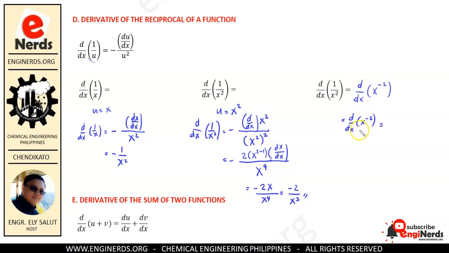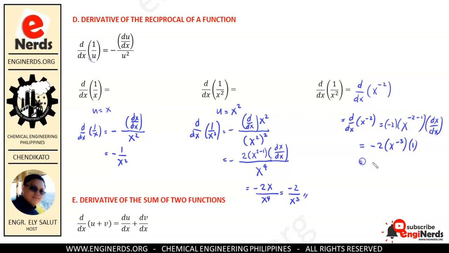So paano ginagawa natin pag derivative of a power? We will take down ang ating exponent, which is negative 2, and then kopyahin natin yung base ng exponent. We have negative 2 minus 1, then take the derivative of the base of the exponent. Okay, so that means we have here negative 2, then x, negative 2 minus 1 is negative 3. Then dx over dx is equal to 1.